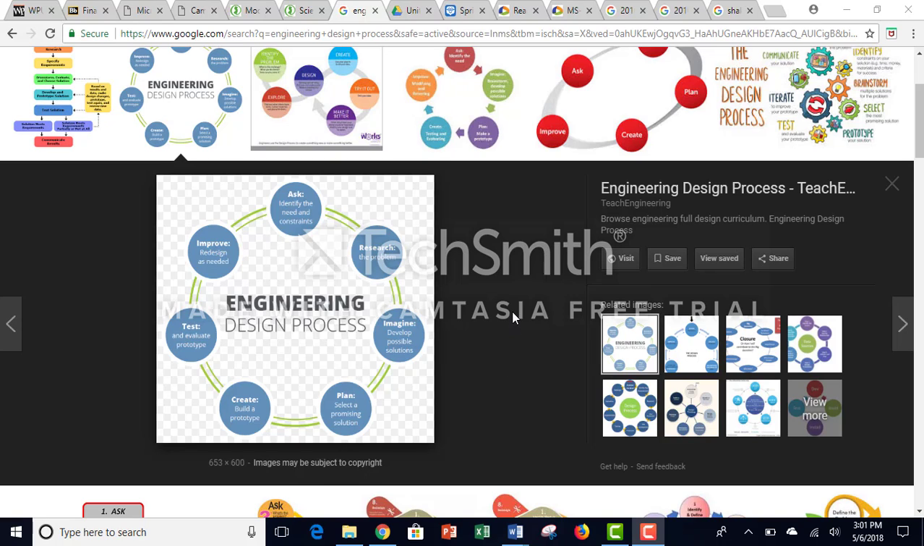So a bit of background. The reason that I developed this lesson is that my school, my district, for science lessons, they really want science teachers to focus on the engineering design process. The engineering design process is a series of steps that engineers use to identify and solve a problem.